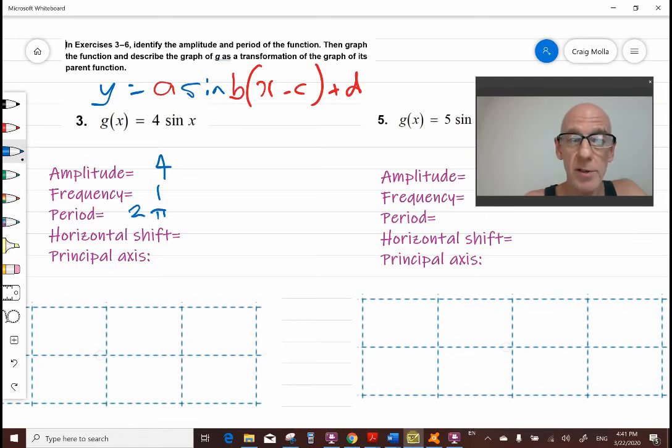Horizontal shift. Well, because this is just x, there is no subtraction in a bracket here. There is no horizontal shift. That's nice. Starts at 0. And the principal axis, well, there is no vertical shift. So the principal axis is y equals 0.